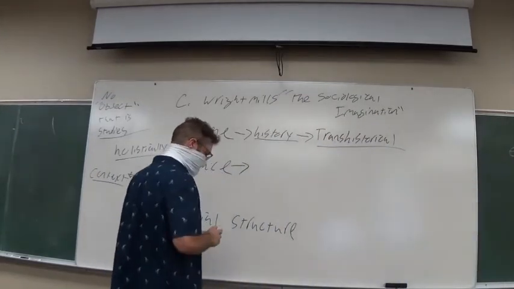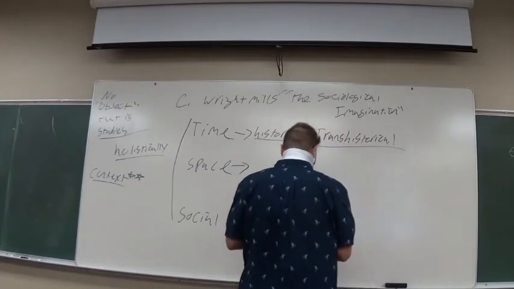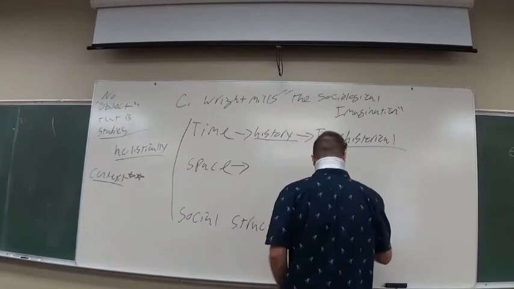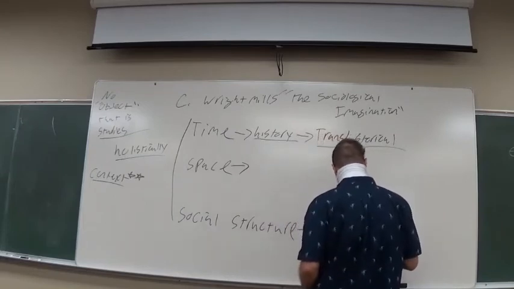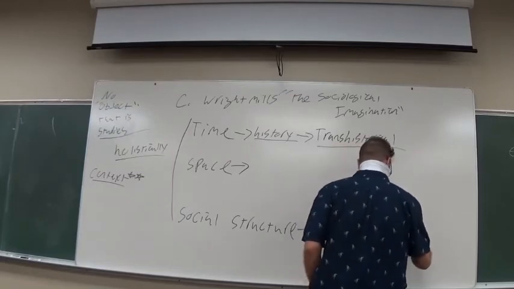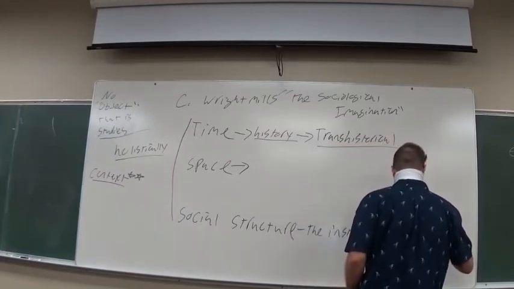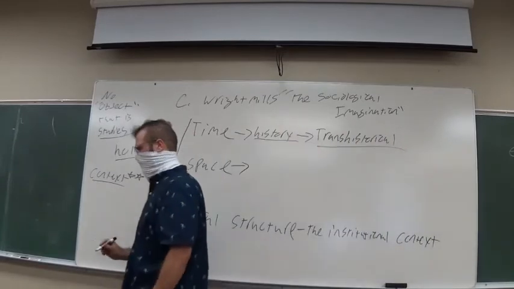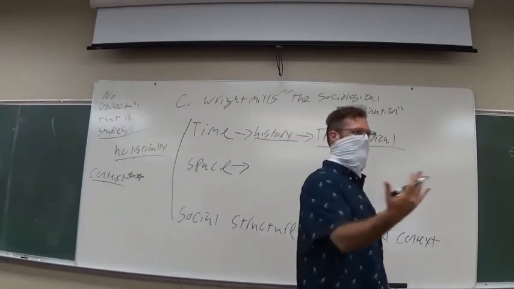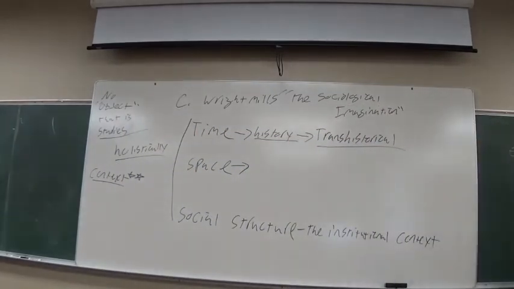Okay, social structure. Social structure is the institutional context for our lives. By social structures, we mean that there are institutions that surround us that affect us in various ways. They might affect us because we live in different institutions than other people. It might affect us because we're in different places within the same institution.